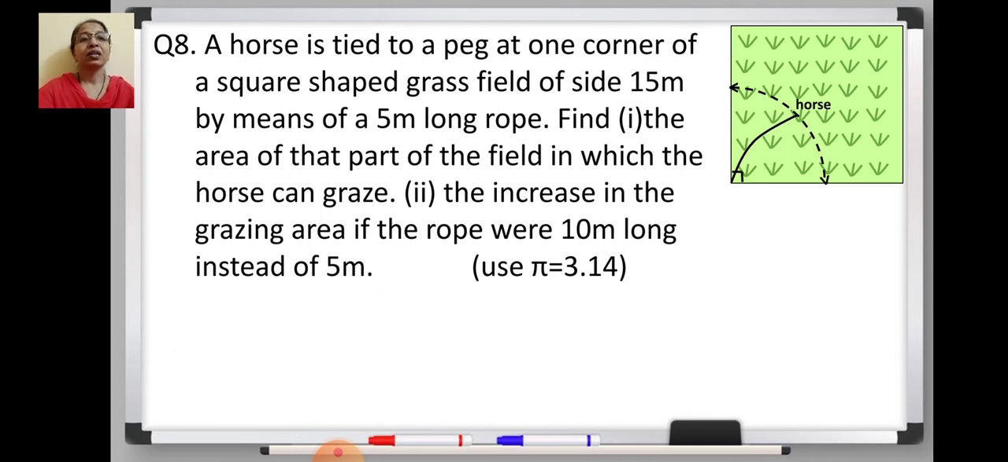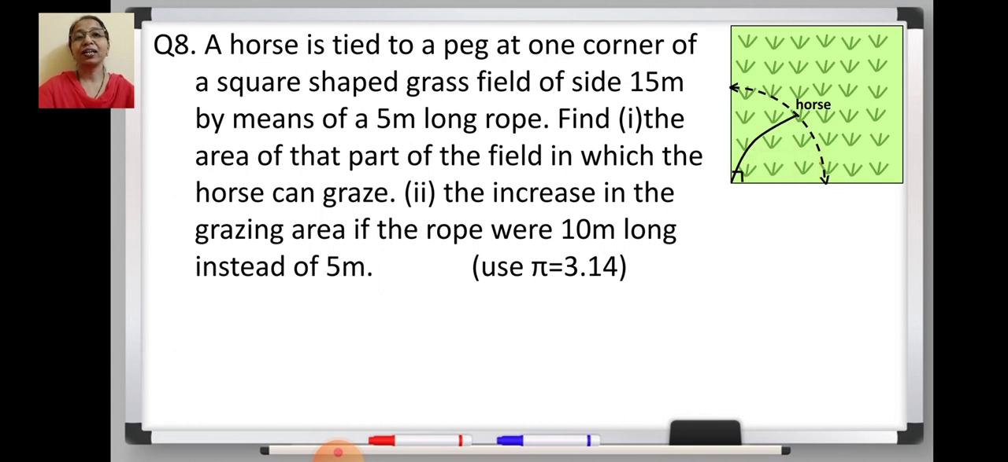Right. Now let me explain the diagram. So this is the green color square shape field. Now at this corner the horse is tied with the rope of length 5 meter. Right. So as it is a square, theta is 90 degree and the length of the rope is nothing but the radius. So as the horse cannot go beyond this field, the amount of area that horse can graze is nothing but sector in shape, right? Sector of a circle.